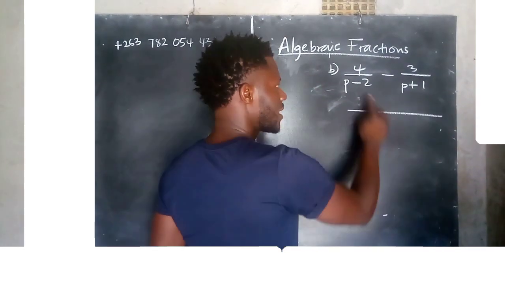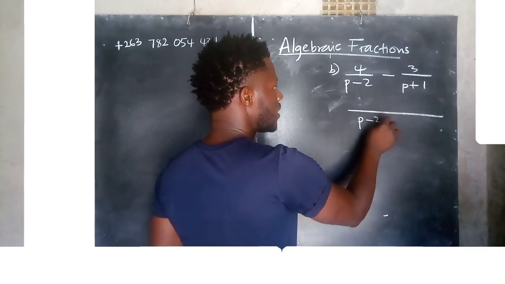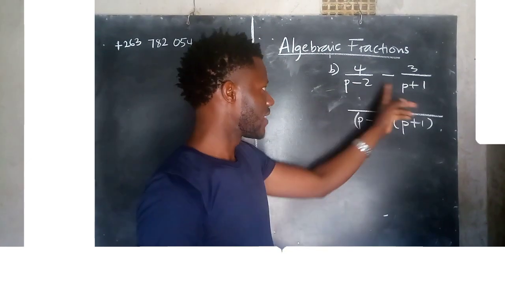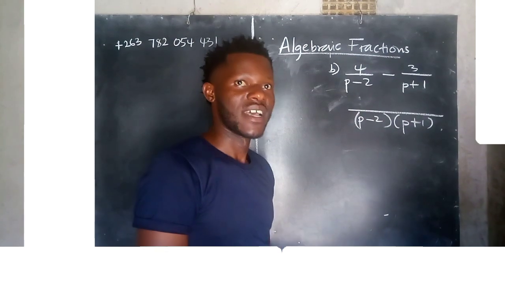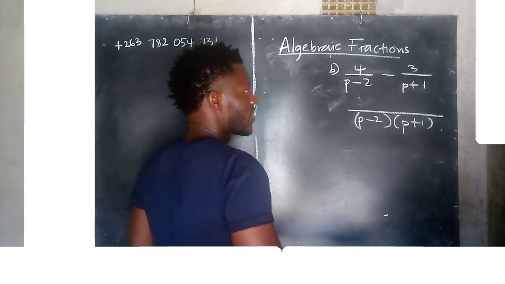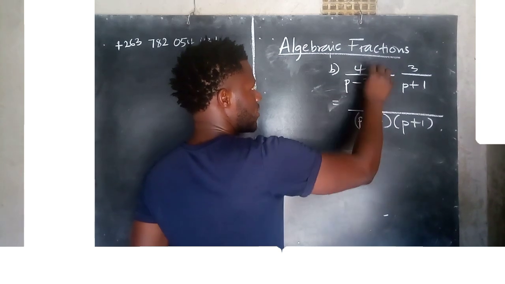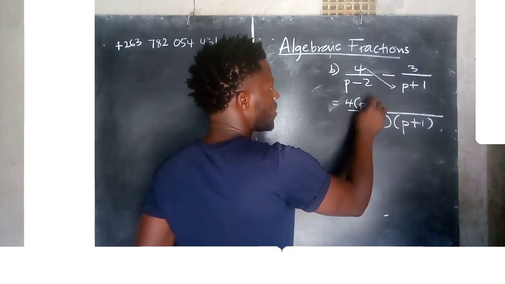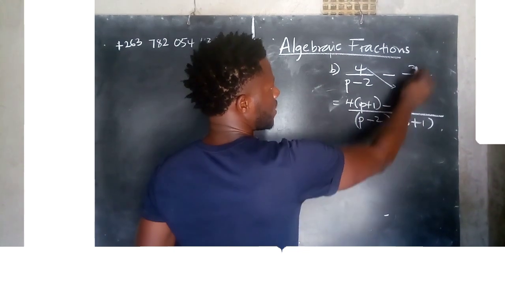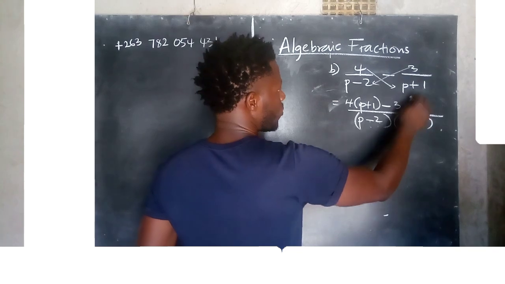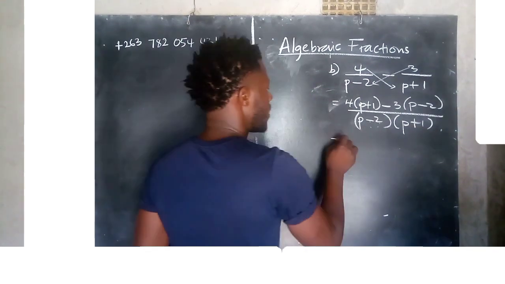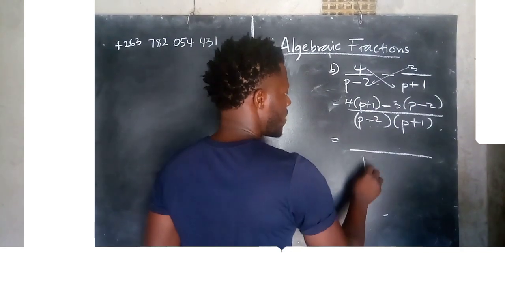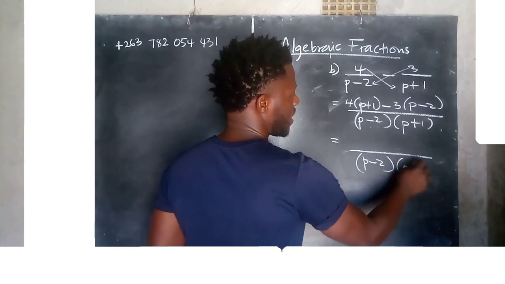For the common denominator, just take these two denominators, each in its own bracket, like this. Just take the given denominators and present them in brackets. After that, remember the numerator. Each numerator will take the opposite denominator, that is 4 open bracket p plus 1, minus 3, taking the other denominator, p minus 2. Then we remove brackets. The denominator will remain like this, p minus 2 times p plus 1.